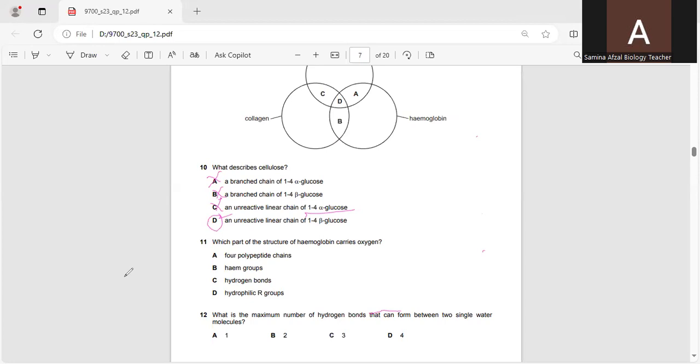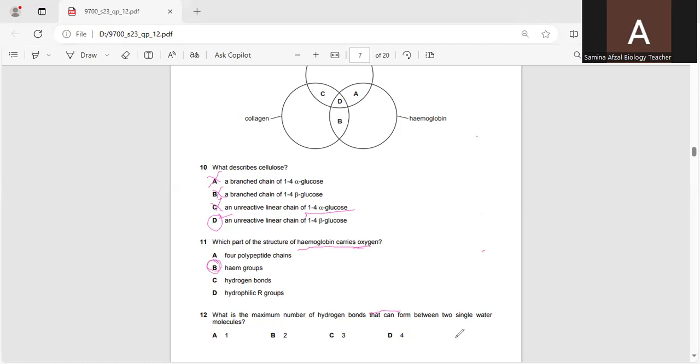Now question number 11. Which part of the structure of hemoglobin carries oxygen? 4 polypeptide chains, heme groups, hydrogen bonds, hydrophilic R groups. In case of hemoglobin, it has to carry the oxygen by joining with the heme group. So B is the correct option in this case.